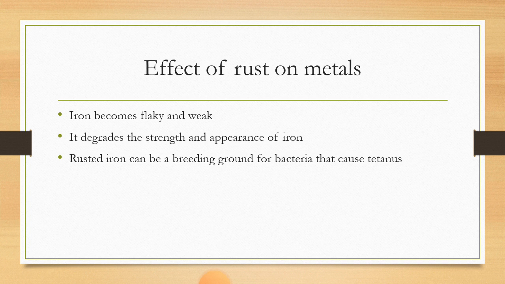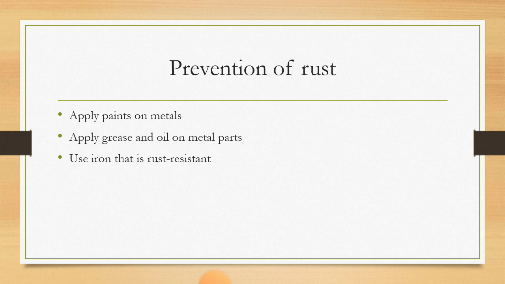Very important, a dry place. If there is no water, then rust will not take place. Even if there is oxygen, if there is no water, rust will not take place. So it's good you take very good care of your metals so that they don't undergo rust. How do you prevent rust? I already said put them in a dry place. That's the best preventive measure.